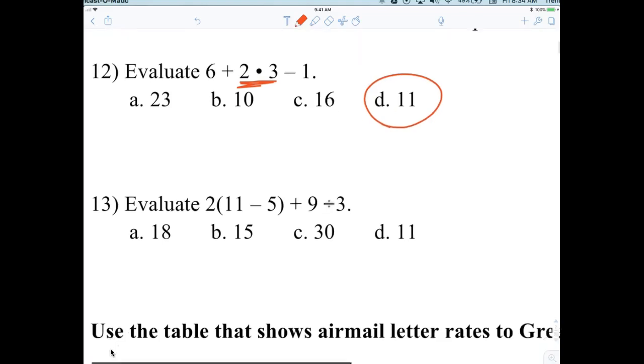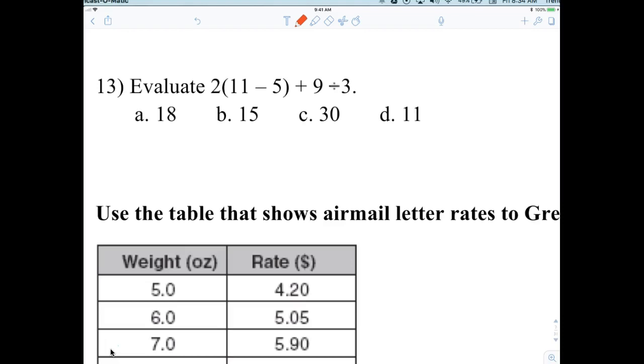Same thing here. Does everybody know you can use the parentheses on the calculator? But we don't need that because we know 11 minus 5 is 6, times 2 is 12. Then I have to do the division. 9 divided by 3 is 3, 12 plus 3 is 15. There we go, guys.